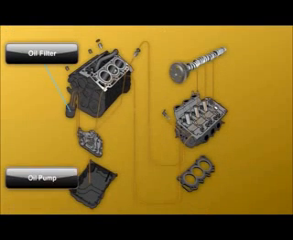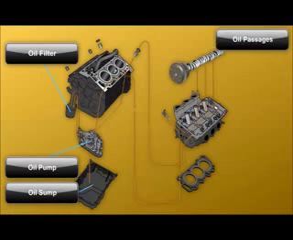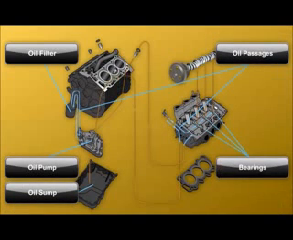This concludes our coverage of the lubrication system. We hope this information helps you understand how the system functions and how to correctly troubleshoot and repair the oil system.